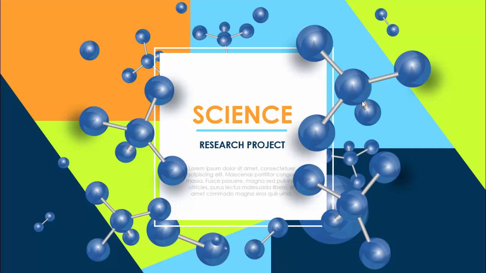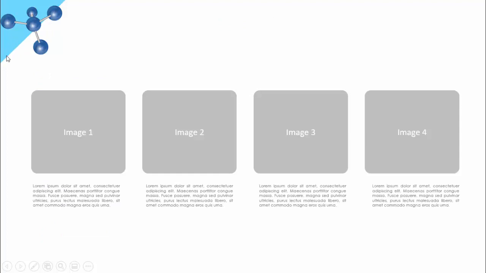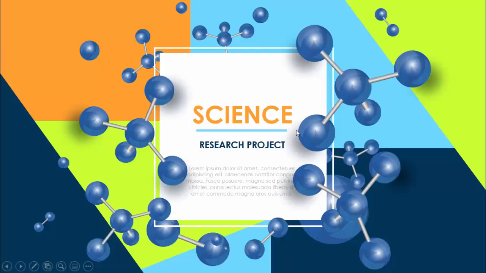You can see here I have designed these molecules of blue color, and then here I have added the text science research project. You can add your detailed text here, and I've given some bright and some dark colors as the background. And when I click, then here I've given a content slide where you can add your topics here, and then I've added this molecule design here, and then I've just changed the color. You can add the images if you want, and this is the thank you slide. So let's see how to do this in PowerPoint.